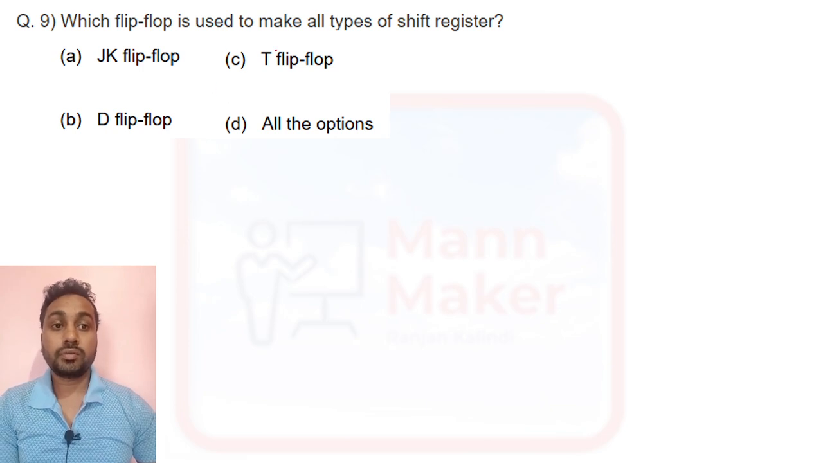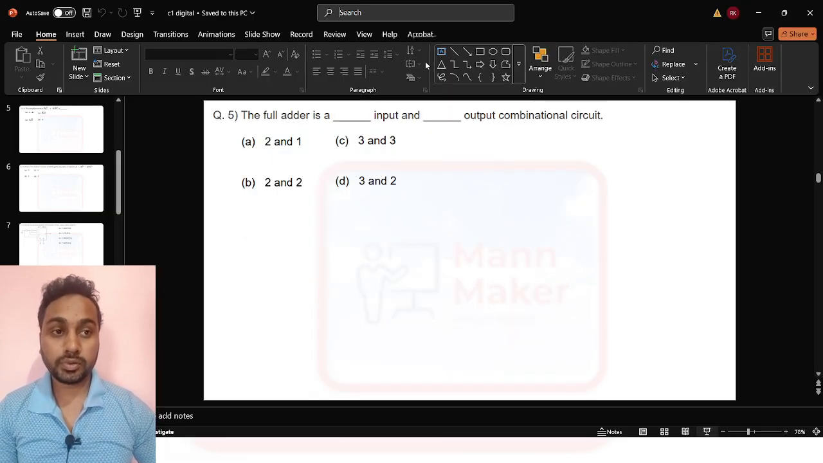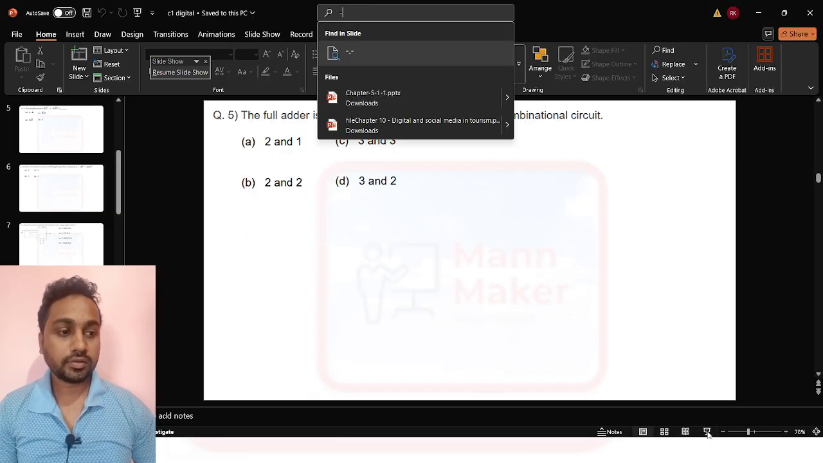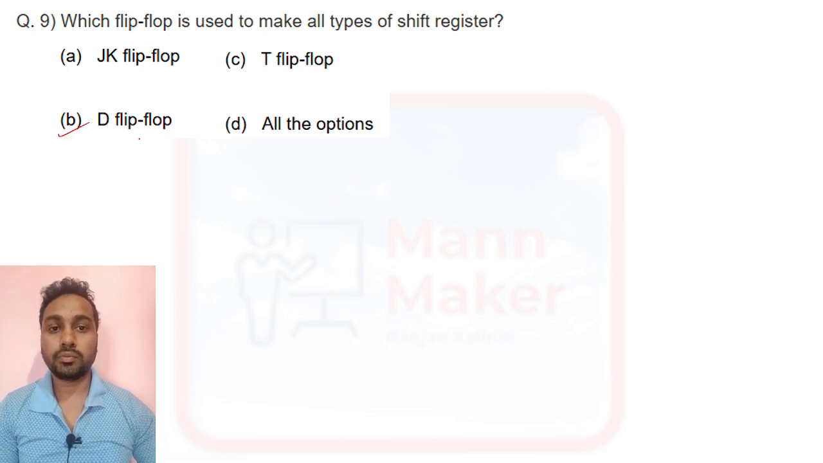Which flip-flop is used to make all types of shift register? We have the D flip-flop. Using the D flip-flop, we can make all types of shift register.